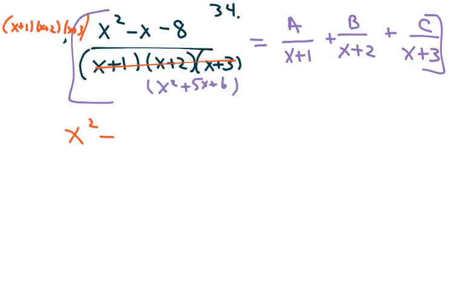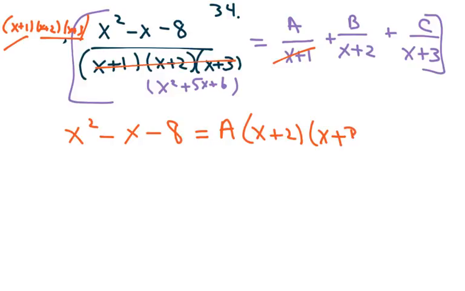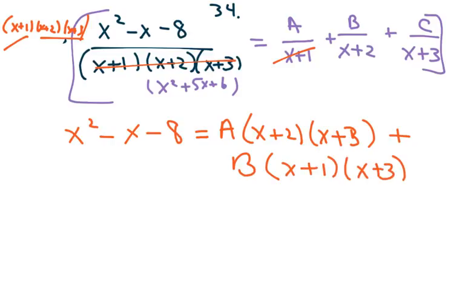Minus x minus 8 equals, and basically when you cancel out the x plus 1 on this one, you're left with these two. So you're going to have a times x squared. I'll do this in steps. So this is going to be x plus 2 times x plus 3 plus b times x plus 1 times x plus 3 plus c times x plus 1 times x plus 2.